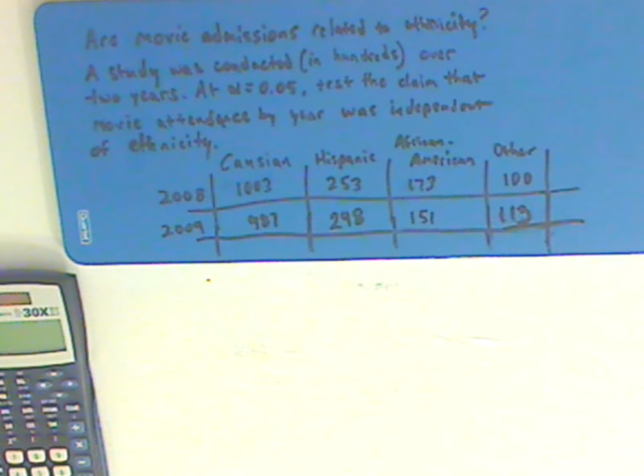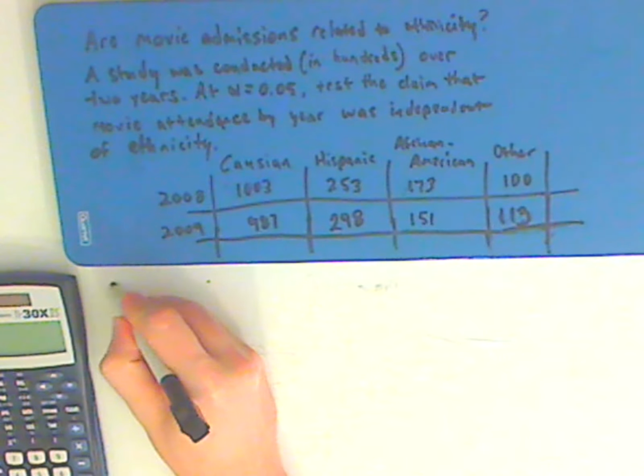Are movie admissions related to ethnicity? A study was conducted in hundreds over 2 years. At alpha equaling 0.05, test a claim that movie attendance by year was independent of ethnicity. So step one is always to state your hypothesis.